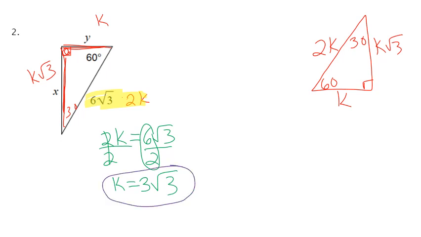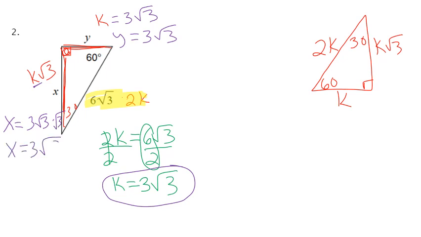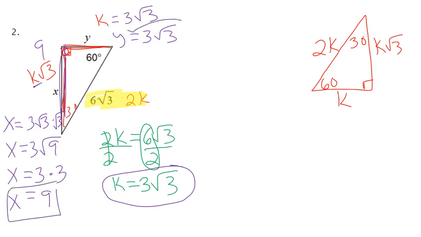And now wherever I see a K, I'm putting that in. So y is equal to 3 radical 3. That's that side length. And then x, in for K, is 3 radical 3 times radical 3. That's 3 radical 9, because 3 times 3 is 9. So 9, not 6. And then square root of 9 is 3. So the length for x is going to be 9. So your two lengths are 9 and 3 radical 3.